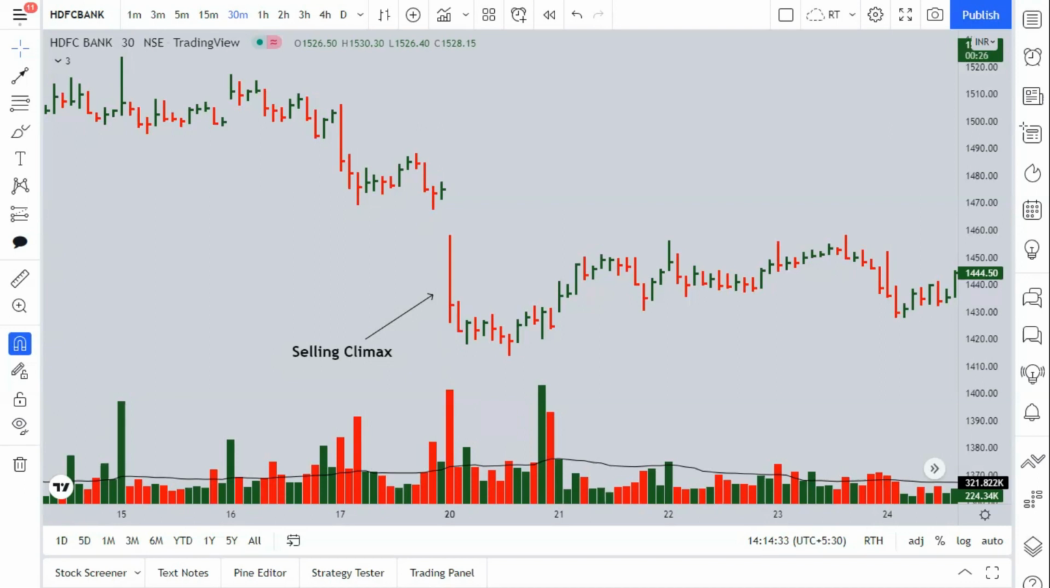This is very important, you have to understand. For buying climax, let's assume there is an up bar followed by ultra high volume, and the next bar has to be a down bar to take the trade in buying climax. You take a trade, you keep your stop loss right here, you keep your first target right here. This is how you trade buying climax. But that's not how you trade the selling climax.